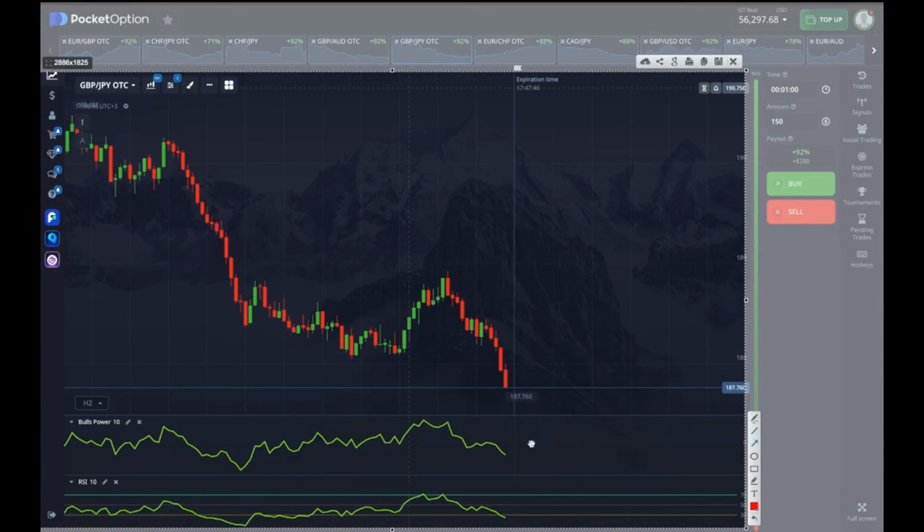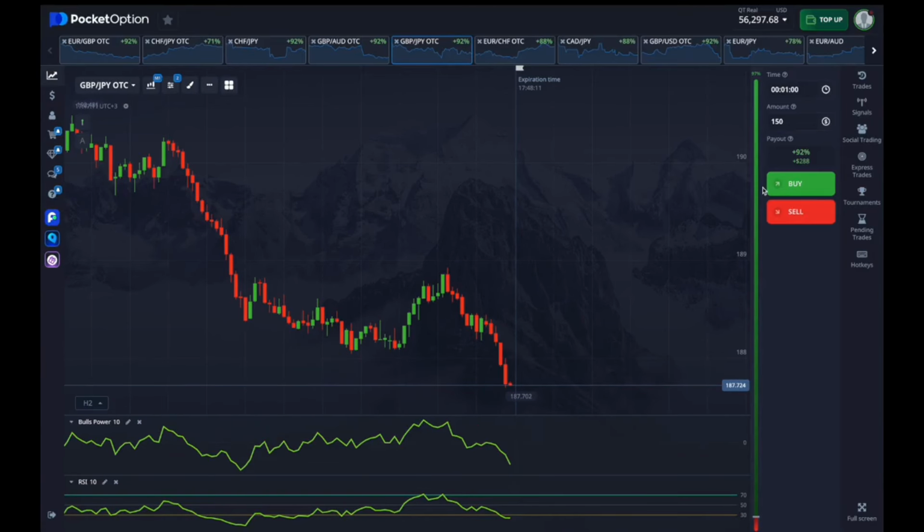Let's take a look. The Elder's line is showing us that we're dropping below zero. That means most likely we are oversold and should consider buying. And the RSI indicator is also dropping below the 30 line, indicating that the market is oversold here. So from this correction, we are most likely going to move upward. I'm happy to consider a buy here. $150, expiration 1 minute. I've entered this trade as a buy.